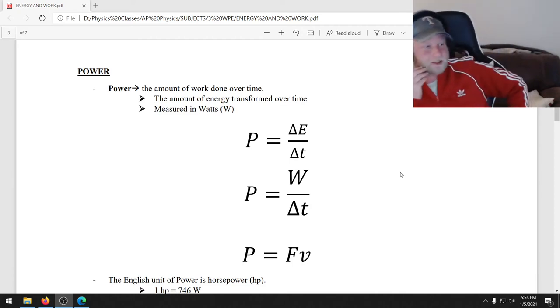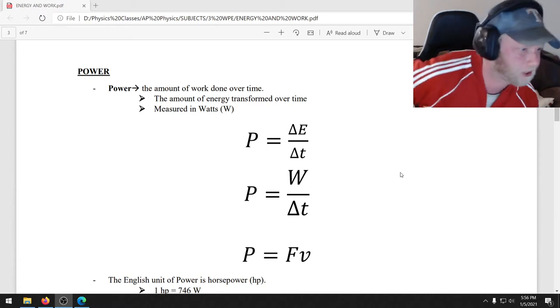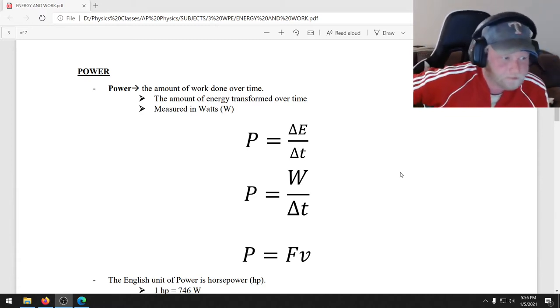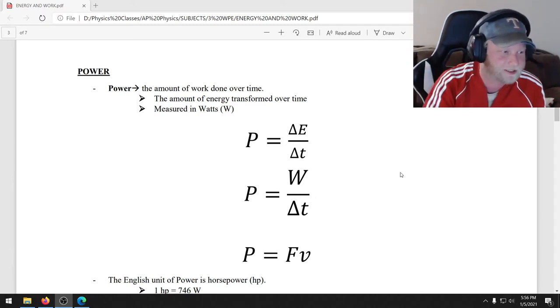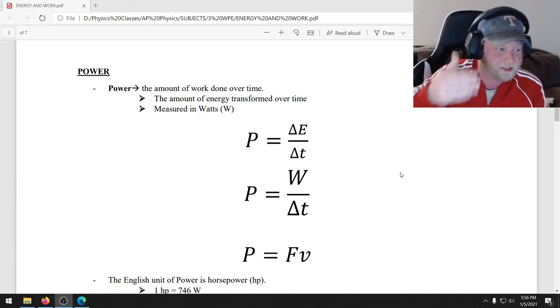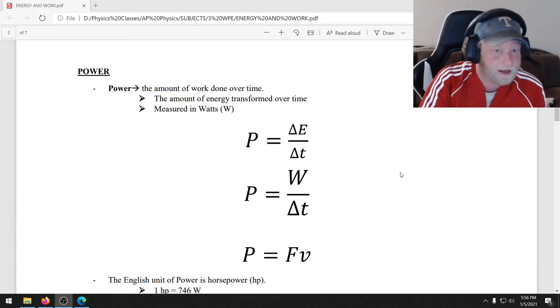Now, notice that at no point in our discussion of work did we mention time, right? Because work is time independent. So let's say that there were 2 people, Bob and Dave. And Bob and Dave are both pushing the same crate the same distance. Now, they're going to exert equal amounts of force over the same distance, so they're going to exert the same work on that crate.